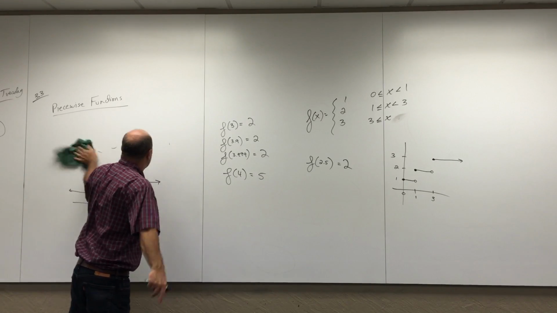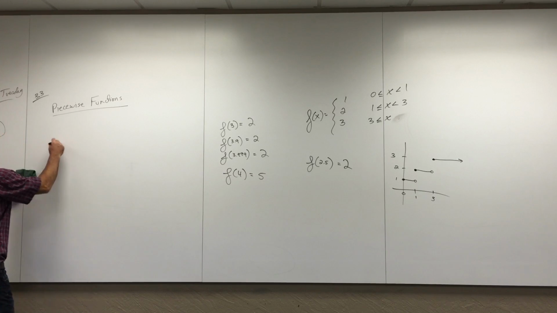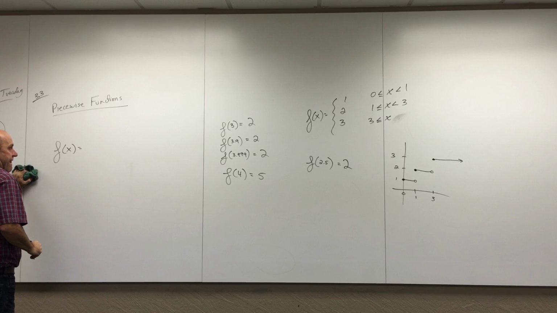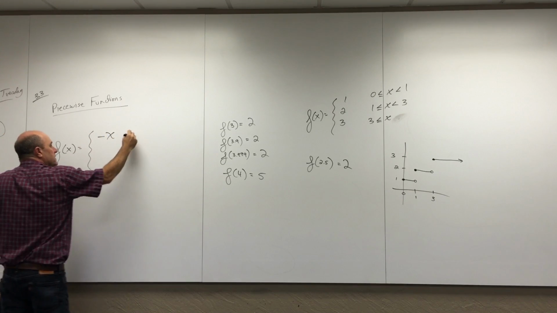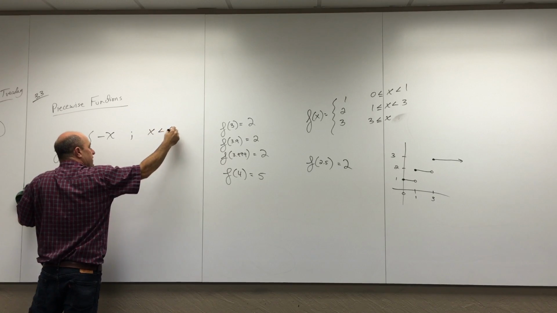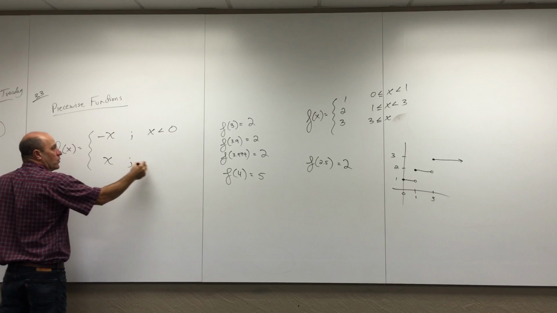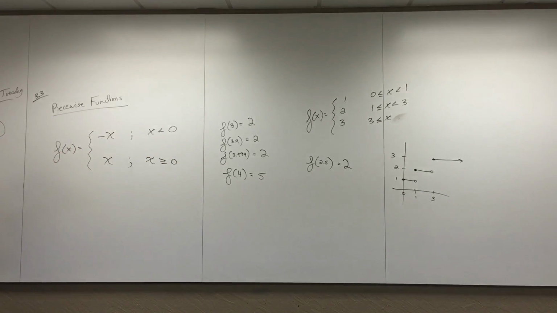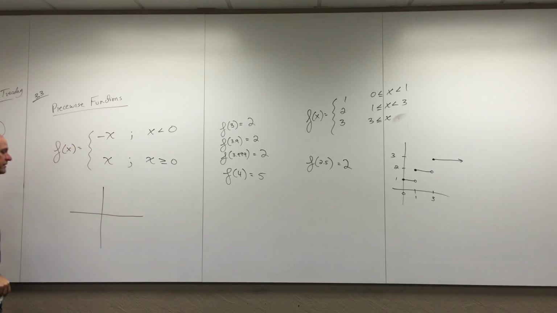Let me do one more difficult piecewise function here. Look at this one. It's negative x when x is less than 0. And it's positive x when x is greater than or equal to 0. If I asked you to draw this, then maybe you would plot some points.